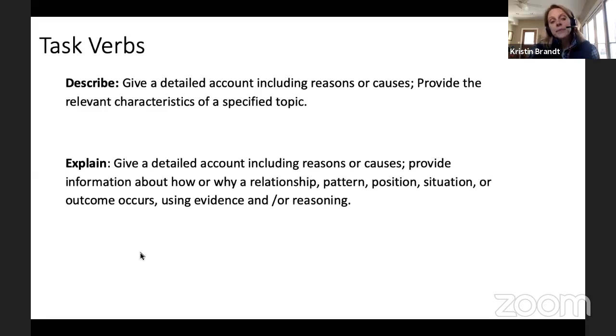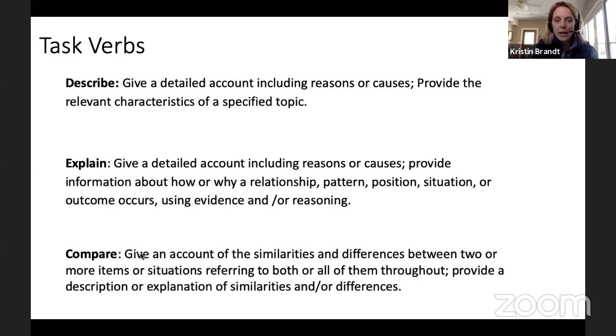Explain. Here we're going to ask you to give us a detailed account, including reasons or causes, provide information about how or why a relationship, pattern, position, situation, or outcome occurs using evidence or reasoning. But what I was talking to my students about, what we really want is, what's that geographic relationship? Try and work in your social, economic, political environment, being able to give us examples. That's where we're trying to get you to really kind of expand on it.